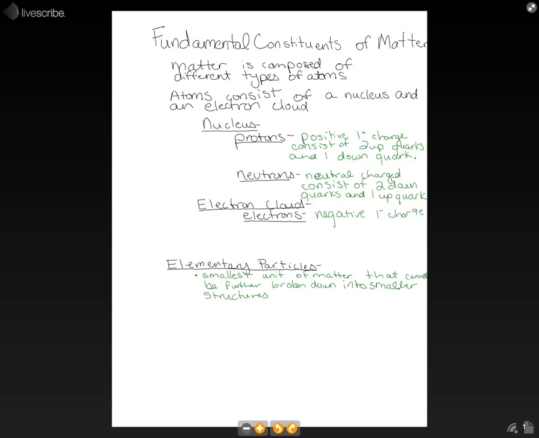And then we have 12 different types of elementary particles that we're going to talk about here. And first, those are our quarks. As we mentioned above, they make up a lot of the parts of the atom. And there are 6 different types of quarks.